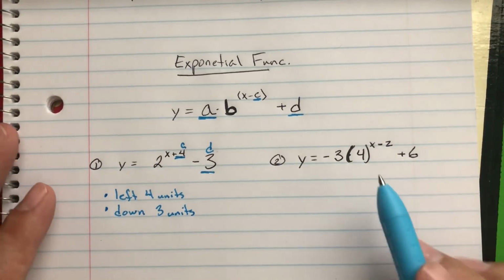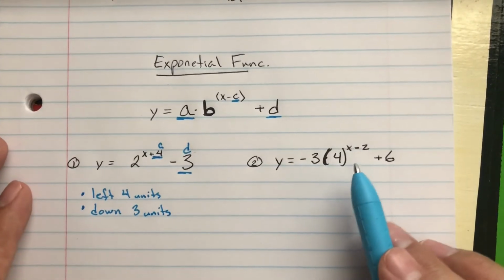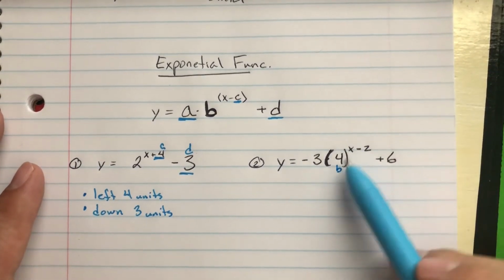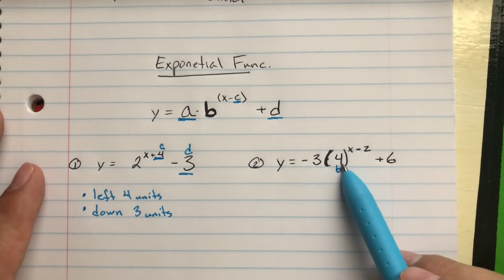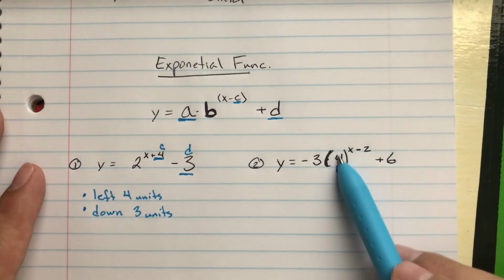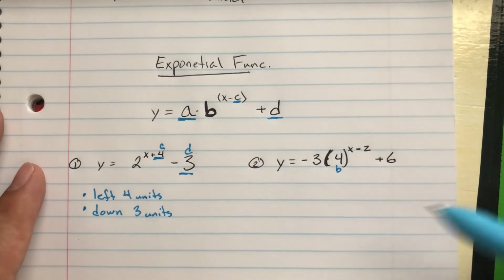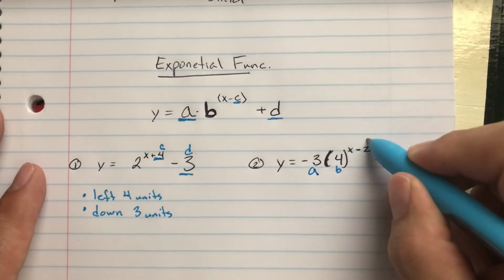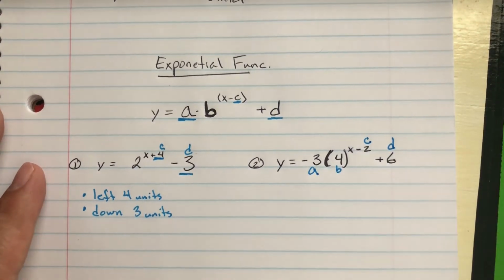All right, and then we look at example 2 here. This is my B value, so I try to find my B value. My B value will always have my exponents attached to it. So that's how I identify the B value. And so that makes this the A value, this the C value, and this the D value.